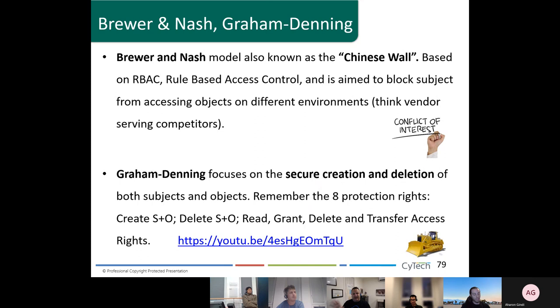Graham Denning, these two guys, simply put together 8 rules of how to create subject and object, delete subject and object, and grant permission for reading, deleting, or transferring access rights between one user and another. So it's basically a framework of actions and the methodology behind them of how to securely connect subjects and objects. Does that make sense?